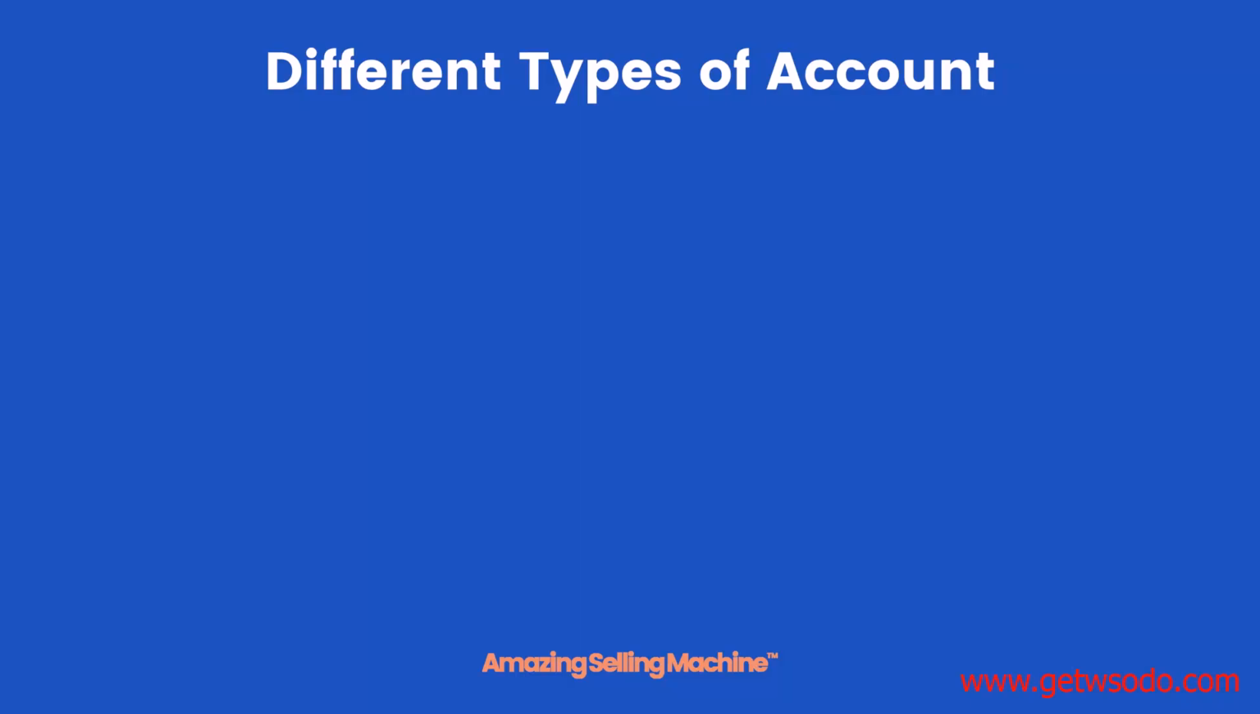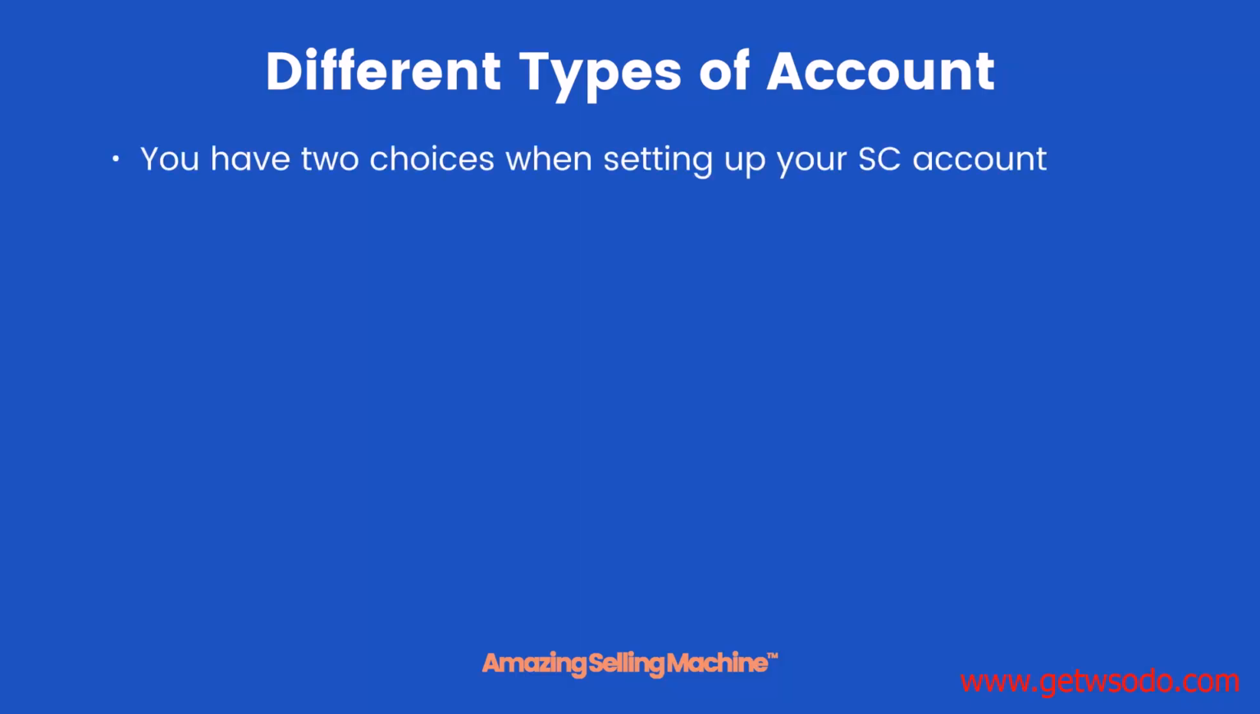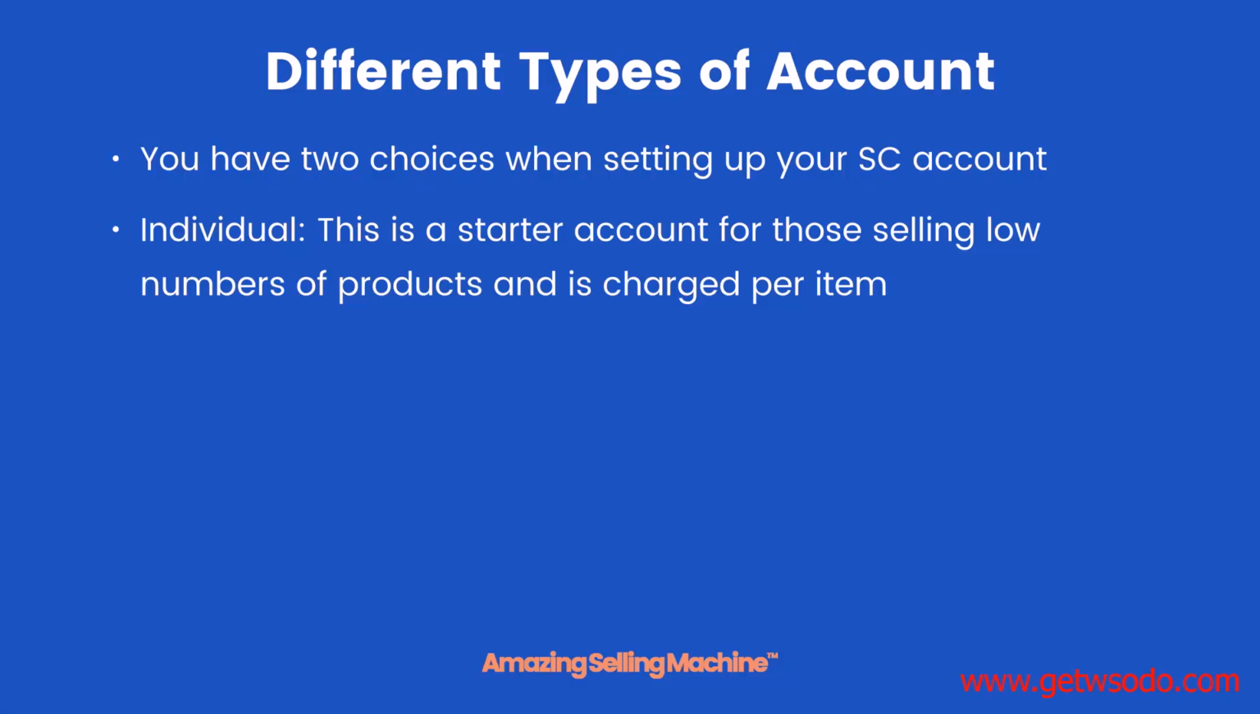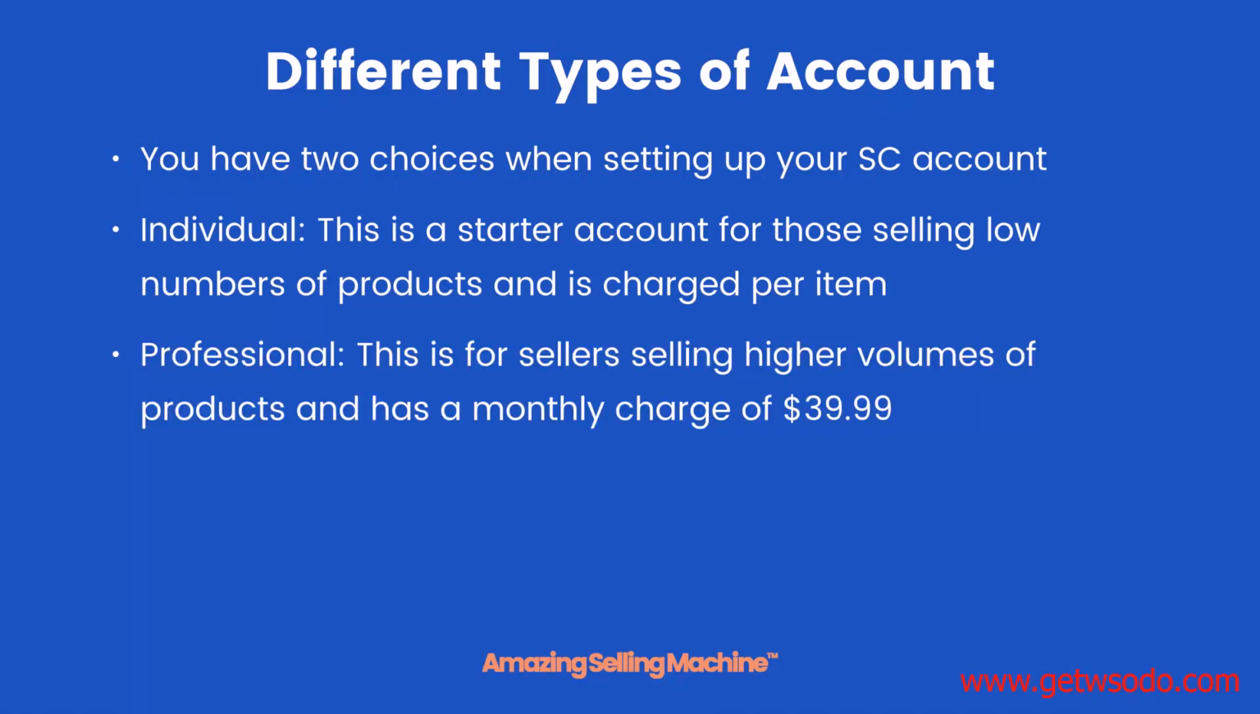The different types of account. You have two choices when setting up your Seller Central account. Individual: this is a starter account for those selling low numbers of products and is charged per item. Professional: this is for sellers selling higher volumes of products and has a monthly charge of $39.99.